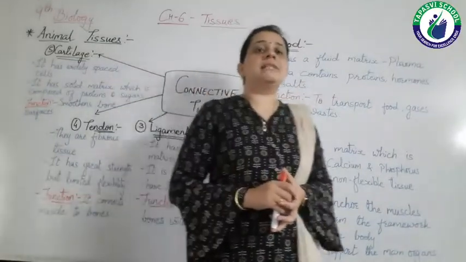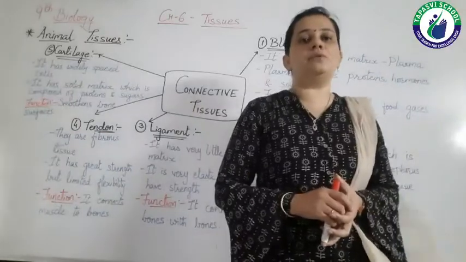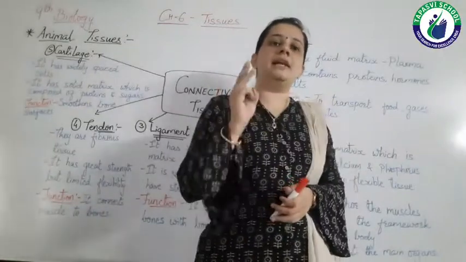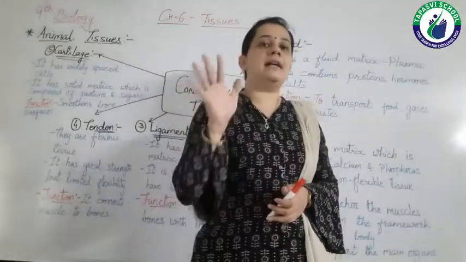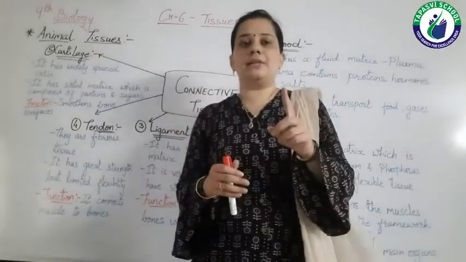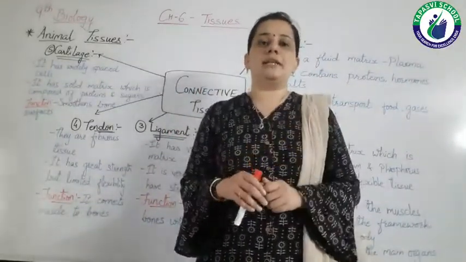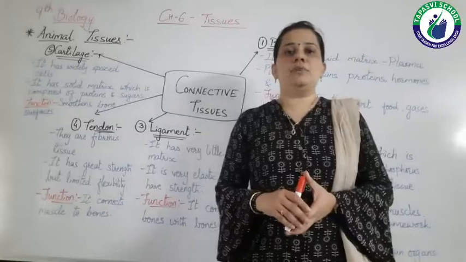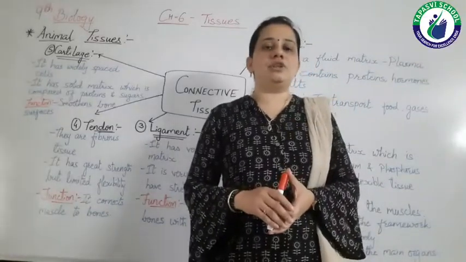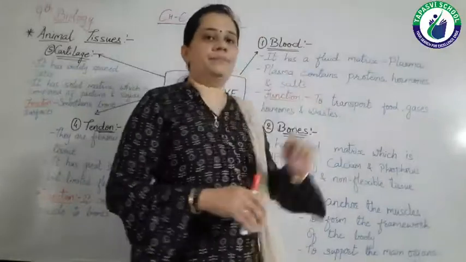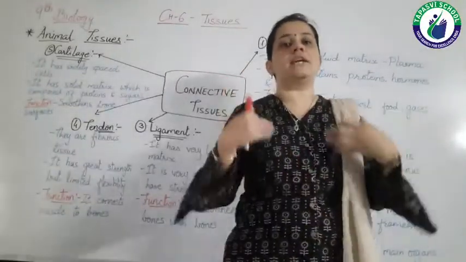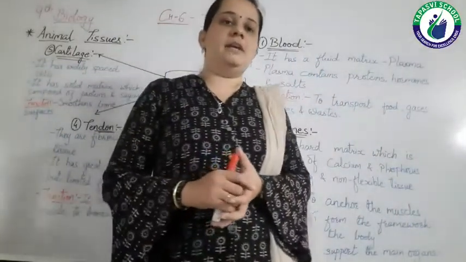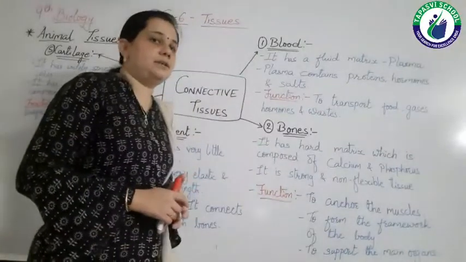There are a total of 7 different types of connective tissues, that is blood, bones, ligament, tendon, cartilage, areolar connective tissue, and adipose connective tissue, right? So here let's start with the first connective tissue, that is blood. As we know that blood flows in our whole body, so it connects our body, right? So it is known as connective tissue.